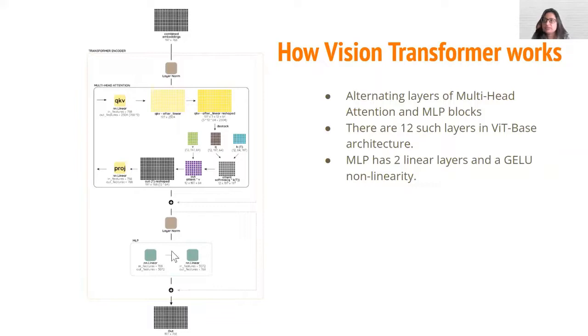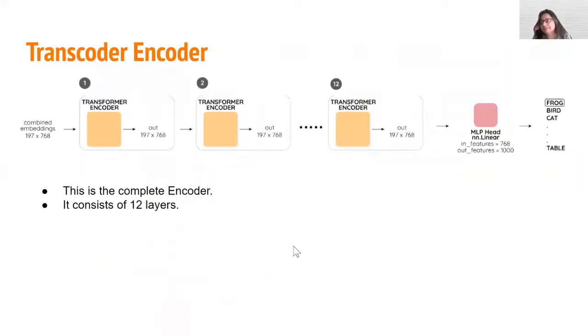In the ViT base architecture, there are 12 such repetitions of each encoder before the output is passed to the MLP head. So something like this. The embeddings go through 12 encoders, then there is an MLP head, and finally the classification.